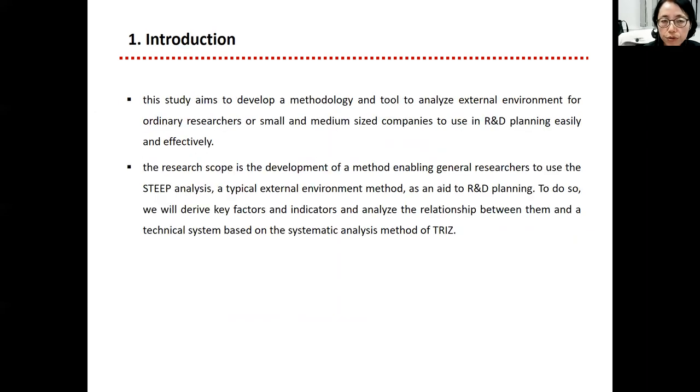This study aims to develop a methodology and tool to analyze the external environment that ordinary researchers or small and medium-sized companies can use effectively in R&D planning. The research scope is the development of a method enabling general researchers to use STEEP analysis, a typical external environment method, as an aid to R&D planning. To do so, we derive key factors and indicators and analyze the relationship between them and a technical system based on the systematic analysis method of TRIZ.